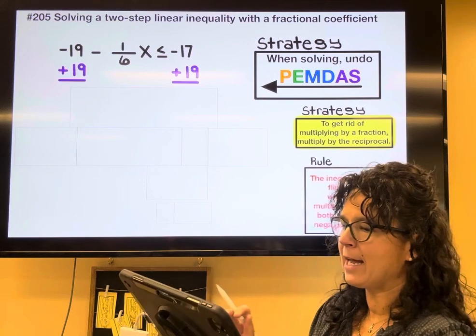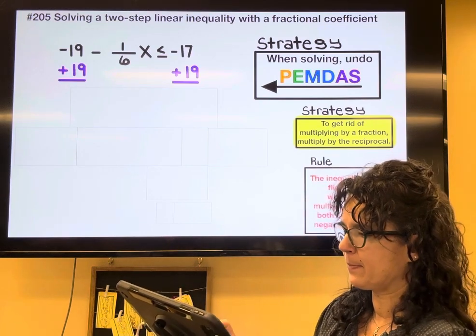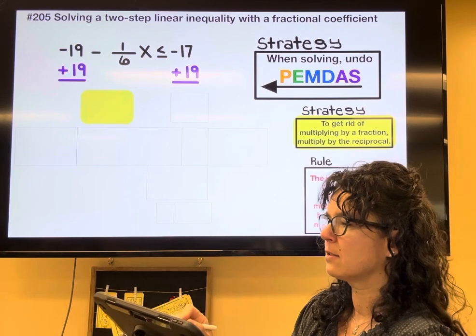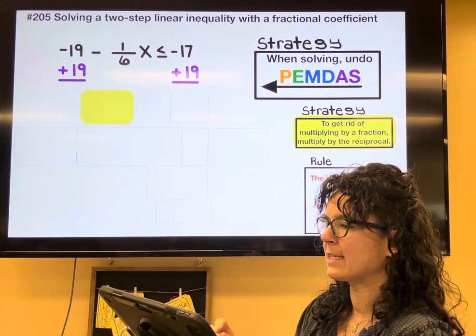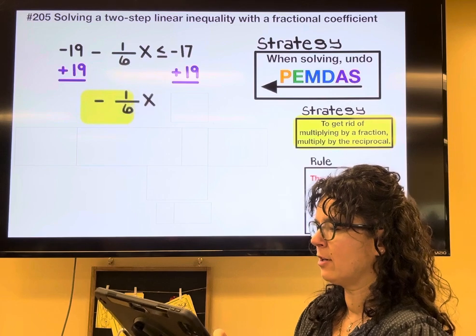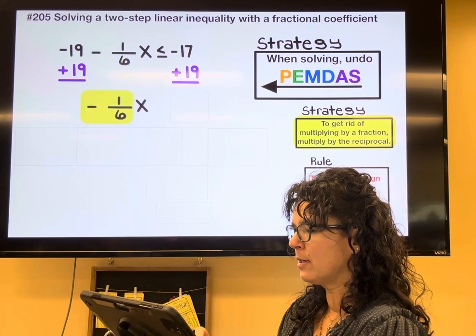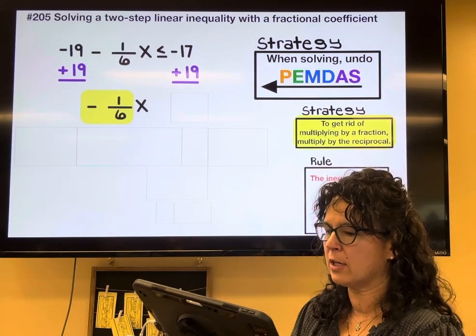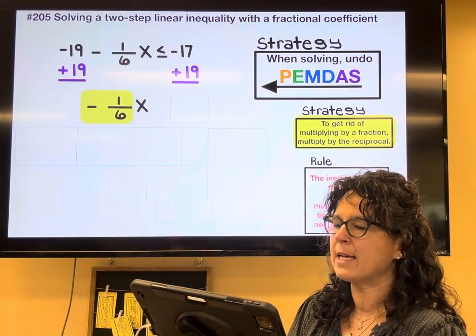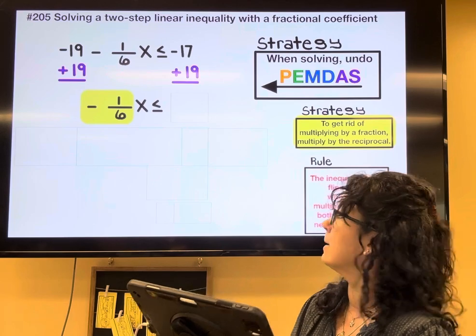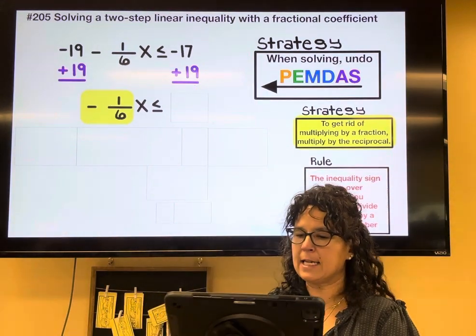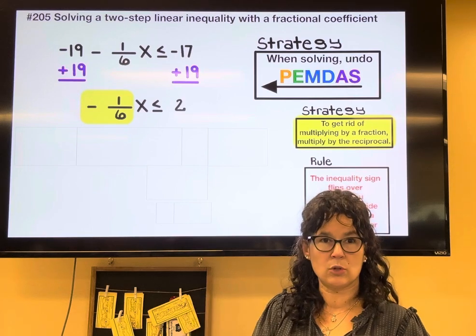So now that I've added 19, I can take this negative 1/6 x, that's still here, so I'm going to bring that down. I just wanted to highlight the negative 1/6 that's still left over. And then I'm going to bring down the inequality symbol, and negative 17 plus 19 is 2.